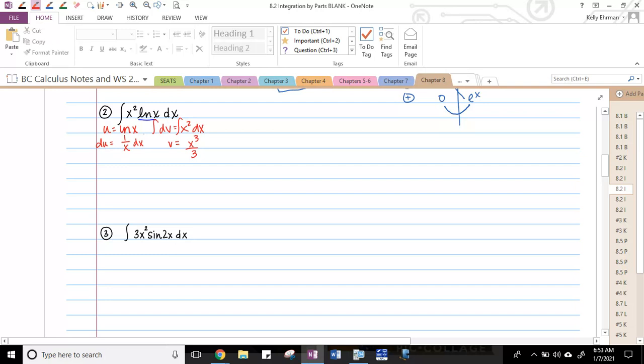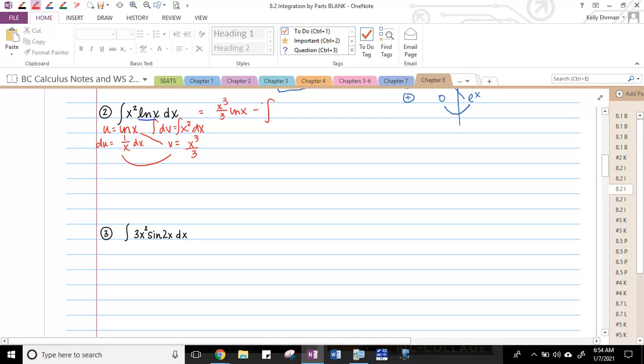All right, and then remember it's uv minus the integral of v du. So that equals, I like to put my algebraic term first, x cubed over 3 times natural log x, so I did uv, minus the integral of what? We have 1 over x times x cubed over 3.